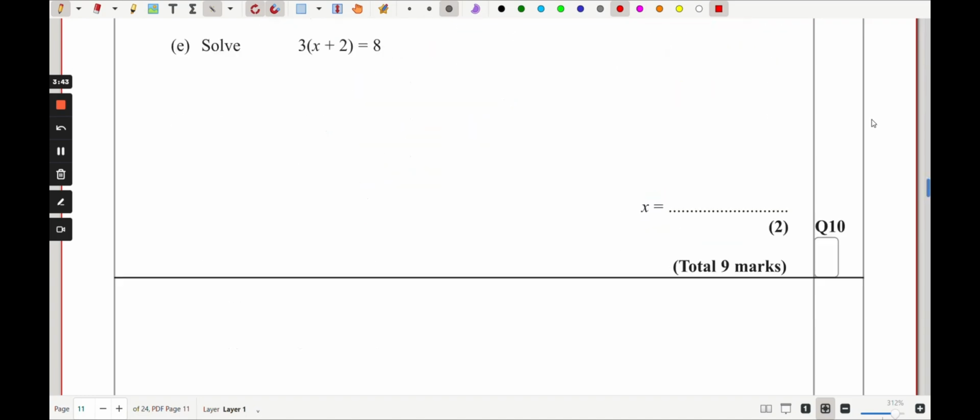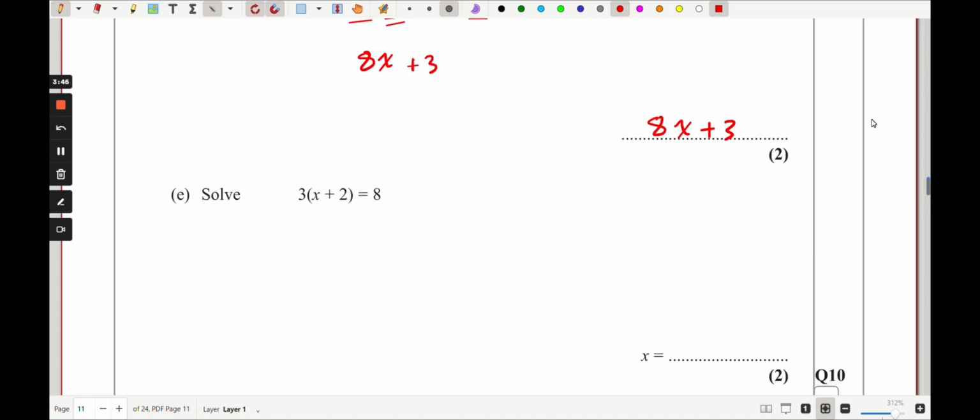Here down, solve 3 brackets x plus 2 equals 8. So again 3 times x, 3 times 2. So here we'll get 3x plus 6 equals 8. Now here we have an equation that needs 2 steps to solve for x. So minus 6 from both sides, or you can move plus 6 to the right hand side and change the sign from plus 6 to minus 6.